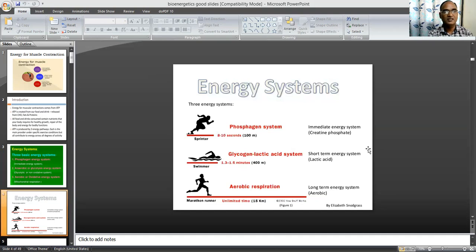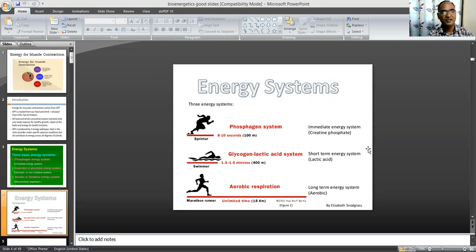Already we discussed the phosphagen energy system. It will supply energy only for a very limited time, maybe 8 to 10 seconds for a 100-meter sprinter, or a 200-meter sprinter. It may not exceed a maximum of 3 minutes.